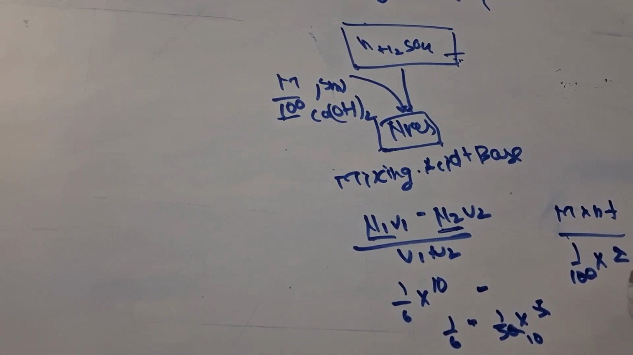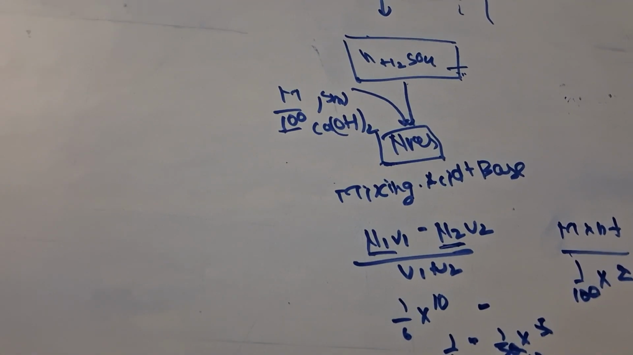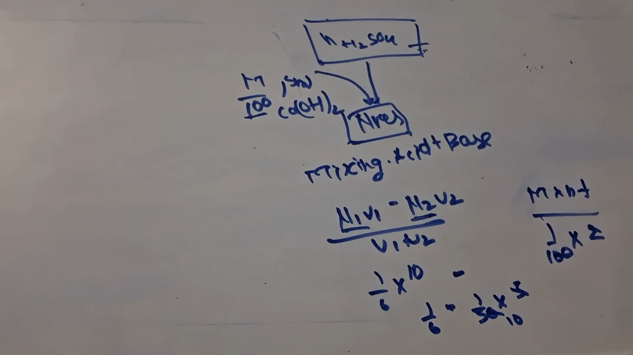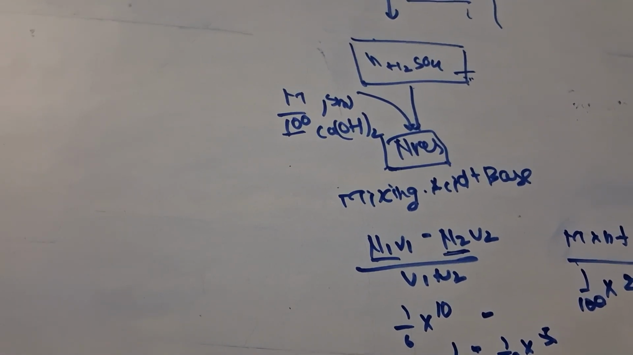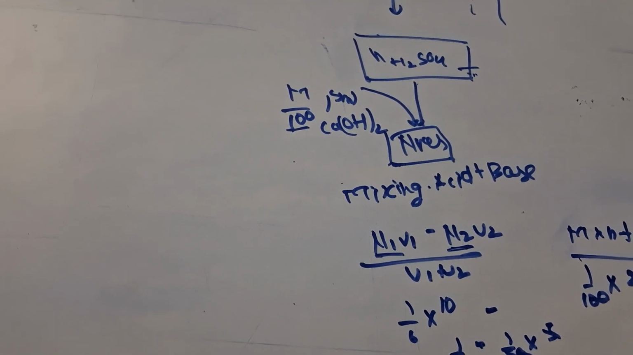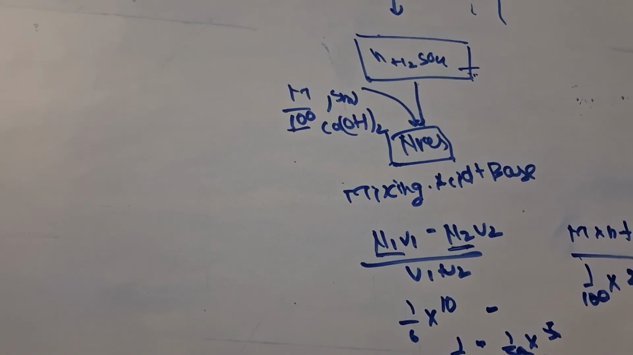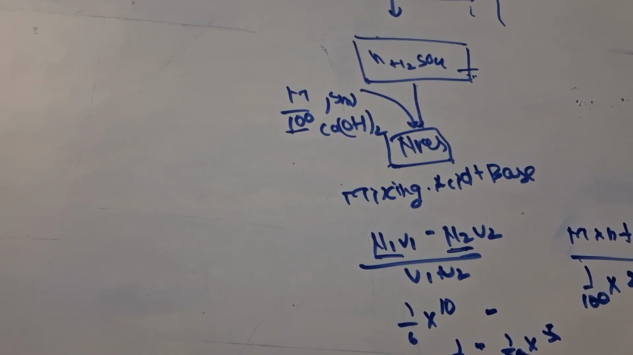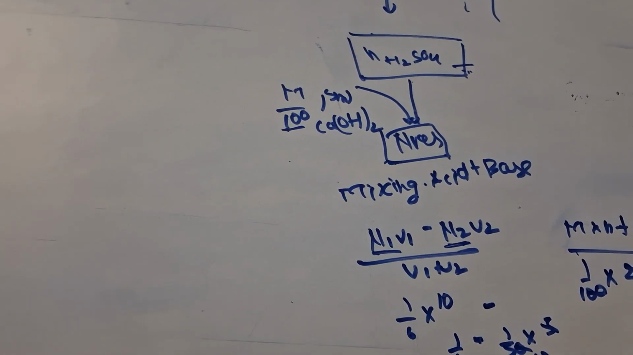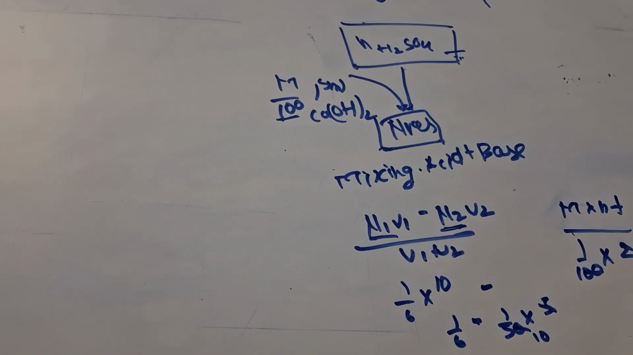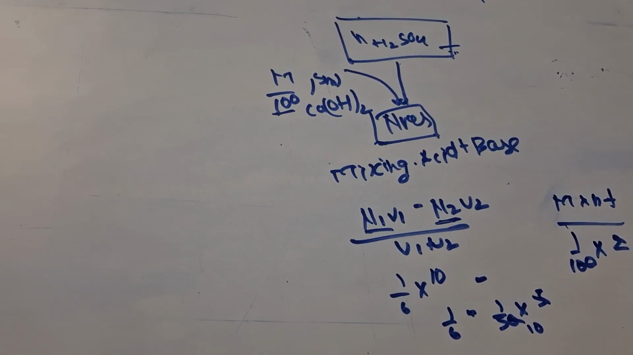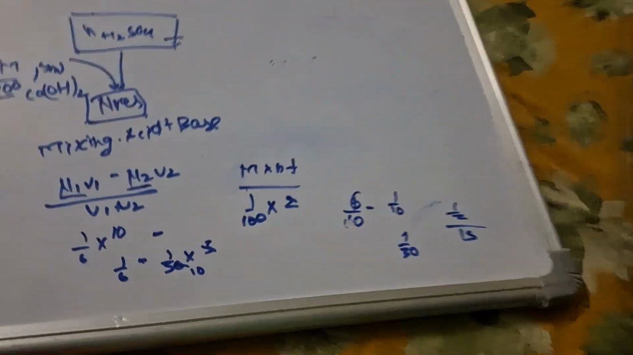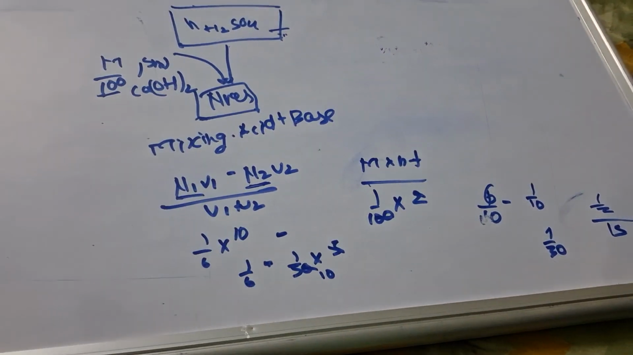And 1 by 6 minus 1 by 10, sorry, 6 by 10 minus 1 by 10. That's 1 by 2 upon V1 plus V2, 15. So 1 by 30, right? Or maybe I've done something wrong.